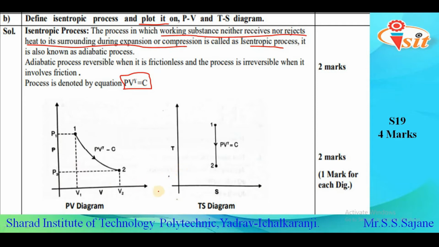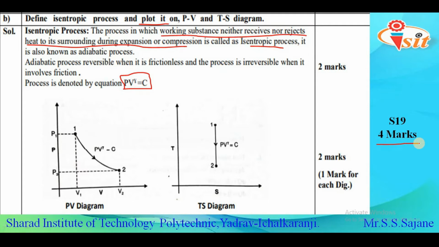So you can see this representation of isentropic process on PV and TS diagram, and for drawing these 2 diagrams you will be getting 2 marks. So in this way the distribution is 2 plus 2 and a total of 4 marks.